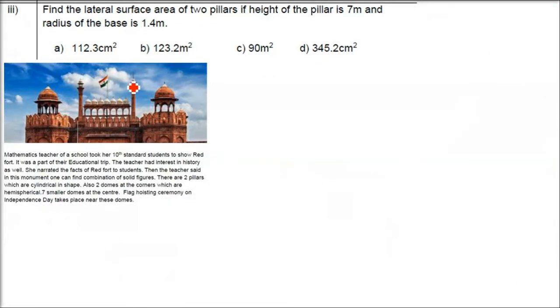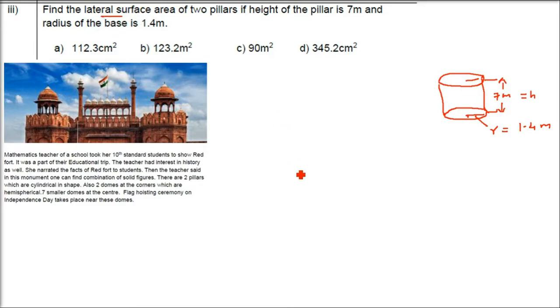Find the lateral surface area of two pillars if height of the pillar is 7 meter and the radius of the base is 1.4 meter. So let us come again to this. This is a cylinder, and the height is given as 7 meter. From this point to this point, it's 7 meter. And the radius of the base is 1.4 meters. So this is radius, 1.4 meter it is. Height is there, radius is there, 1.4 meter.